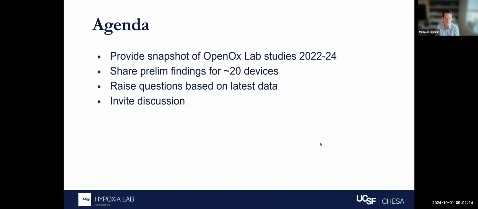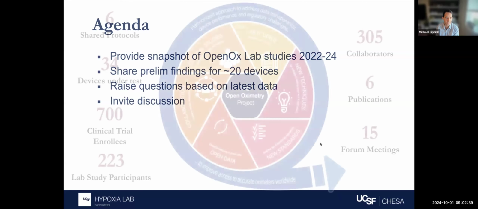Briefly, we're going to be going through a snapshot of testing that the Open Oximetry project has been doing over the last 1.5 to 2 years. We're going to share preliminary findings for about 20 pulse oximeters that we now have testing data on, share some of the questions that have come up for us, and also would love to hear questions that you have based on the data and have some discussion around what next steps might be.